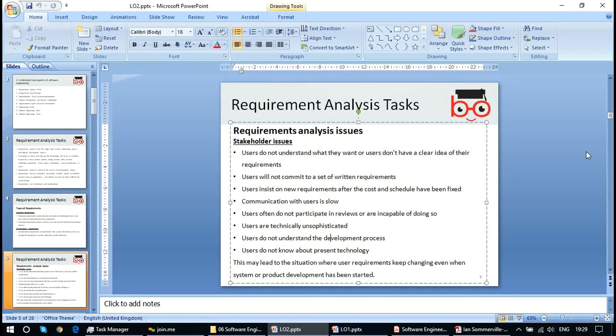These are very interesting bullet points, isn't it? It's interesting to take a different sort of view on things. I just wouldn't think of this stuff. I would just assume that a developer would just get on with it, and that they would be able to do it all without the help from users or anything like that. Users do not know about the present technology.